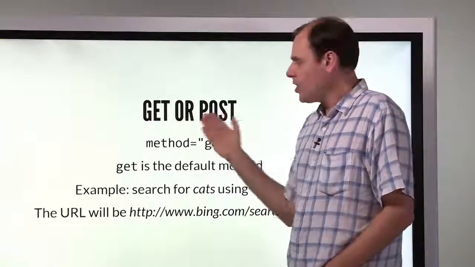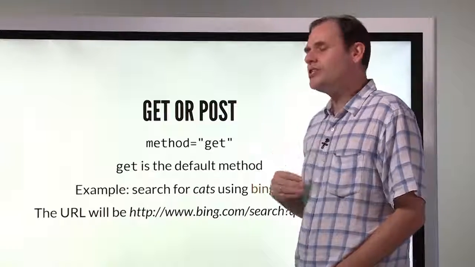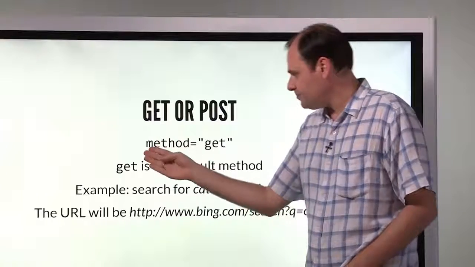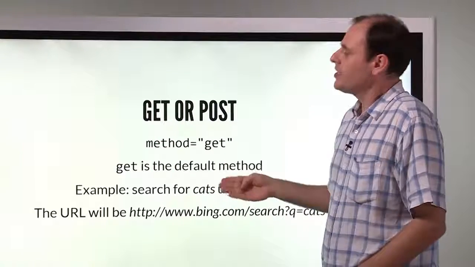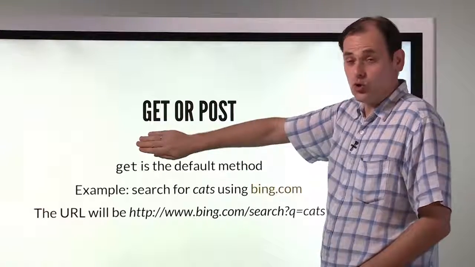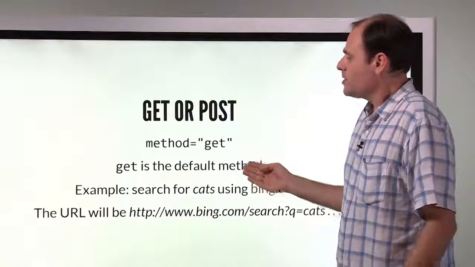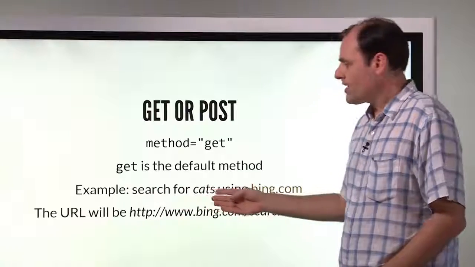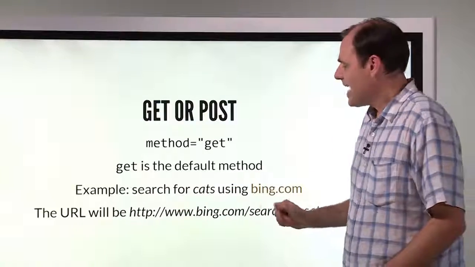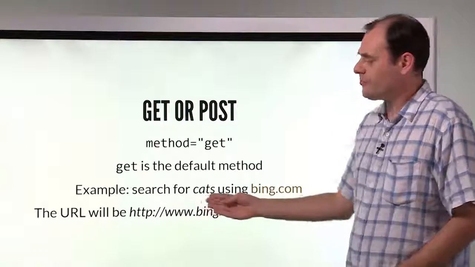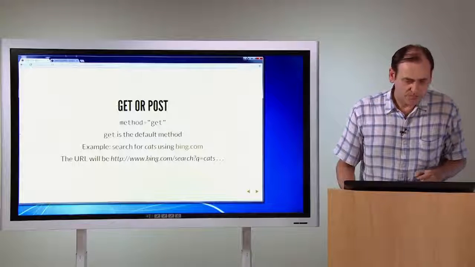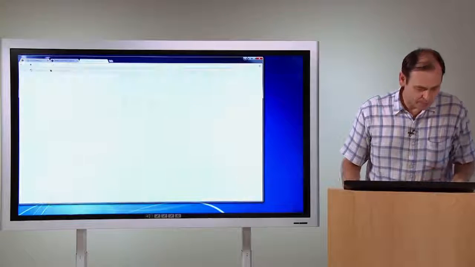Now, what about get or post? We'll look at this in a bit more detail later in other videos, but very briefly, the method is get. That is the default method. So if you don't write anything at all, it will use the get method. Just a quick example, let's try something out. Let's use a server like bing.com and see what happens when we search for something like cats. All right, so I'm going to try this out. Over to my browser, and then do a bit of searching using bing.com.